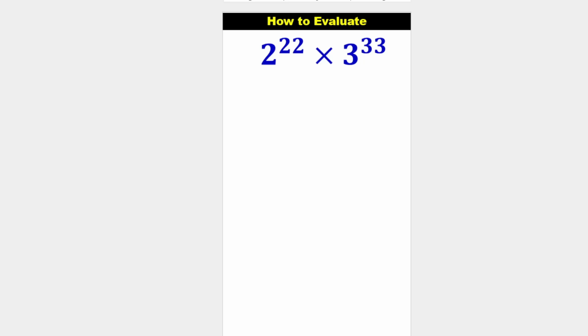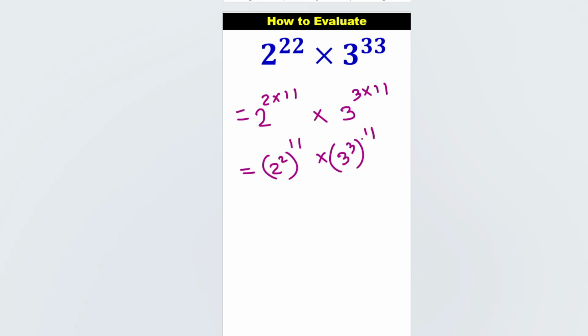How to evaluate 2 to the power 22 times 3 to the power 33? Here we can write 2 to the power 2 times 11 times 3 to the power 3 times 11. Okay, so here we can write (2 to the power 2) to the power 11 times (3 to the power 3) to the power 11. So this is 4 to the power 11 and this is 27 to the power 11.